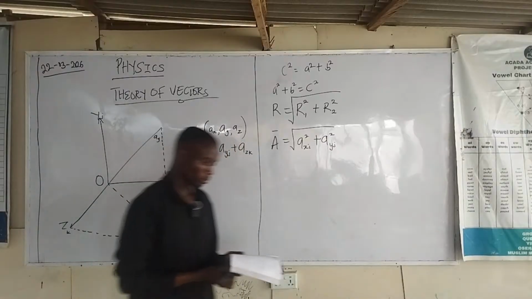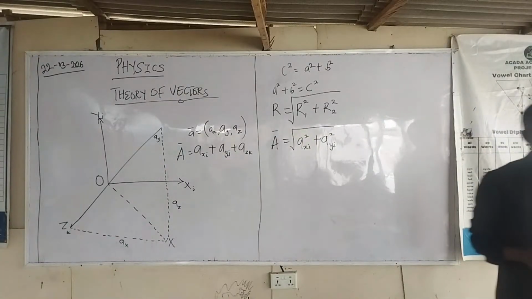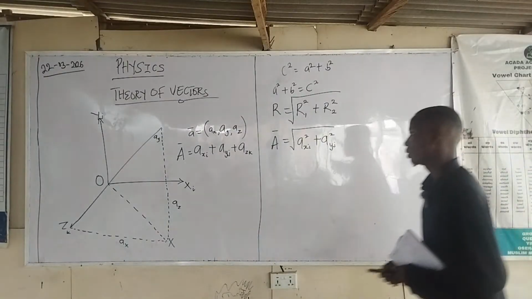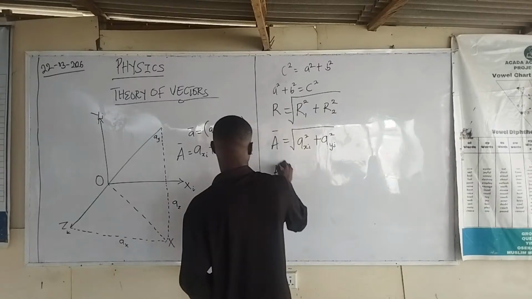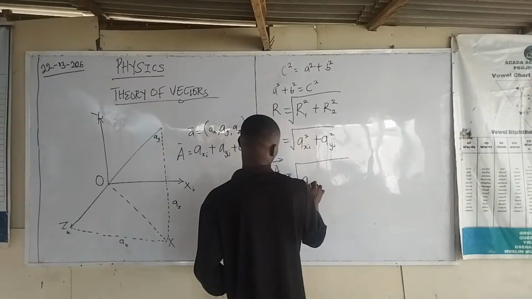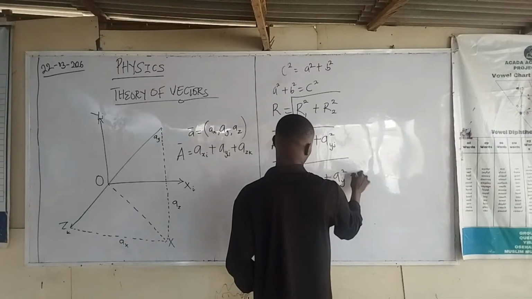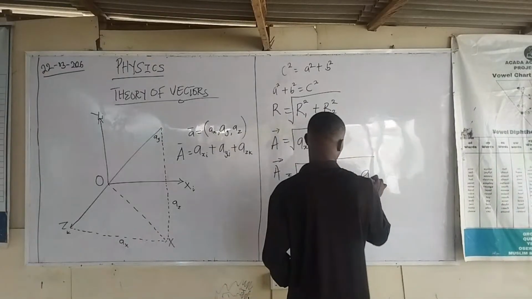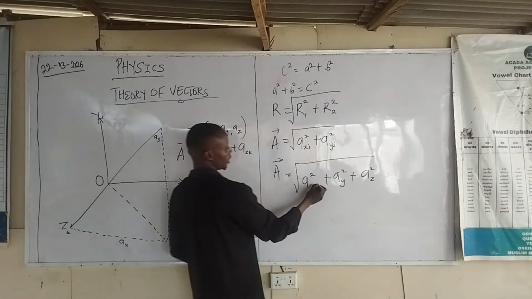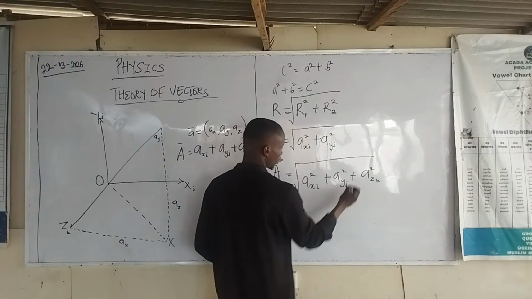Now for 3 dimensions, what will the resultant be? The resultant vector will be the square root of Ax square plus Ay square plus Az square. It's not as easy at all. So this will now be in i, j, and k. Is there any question so far?